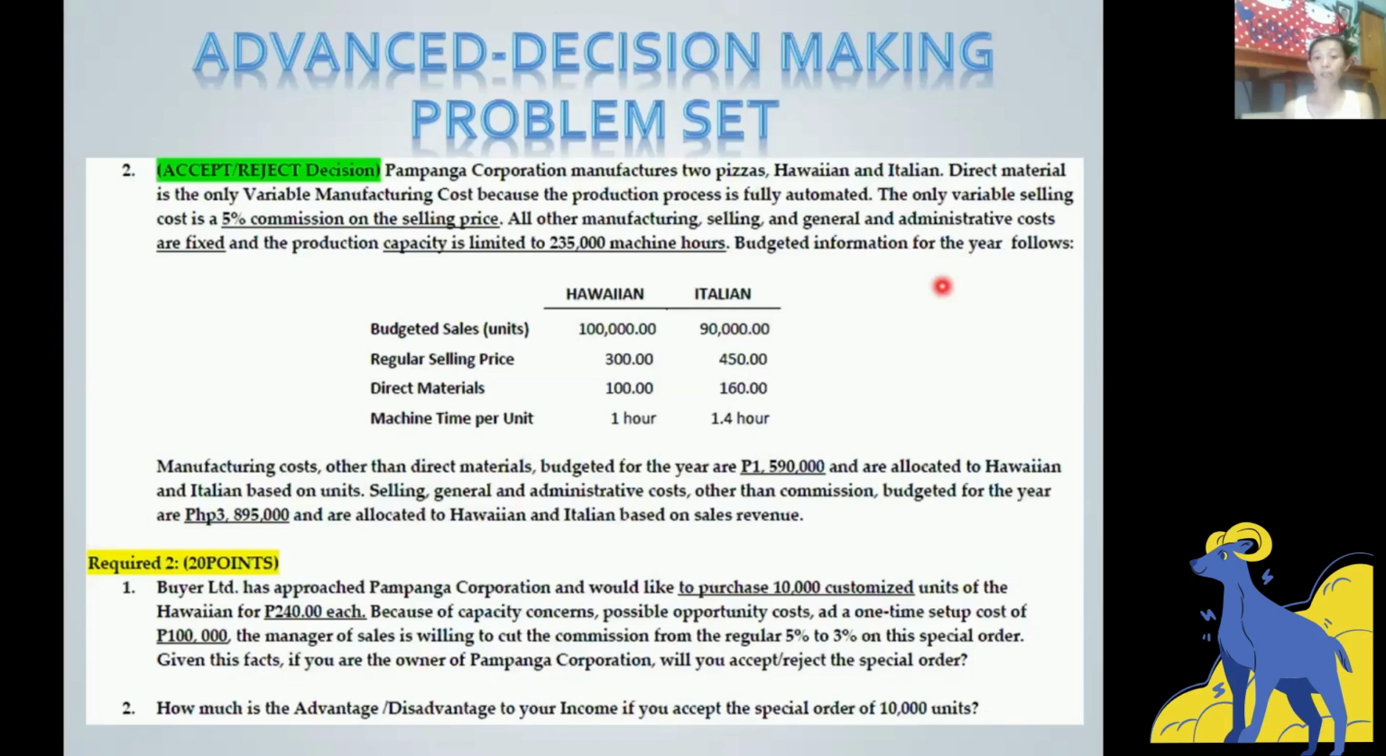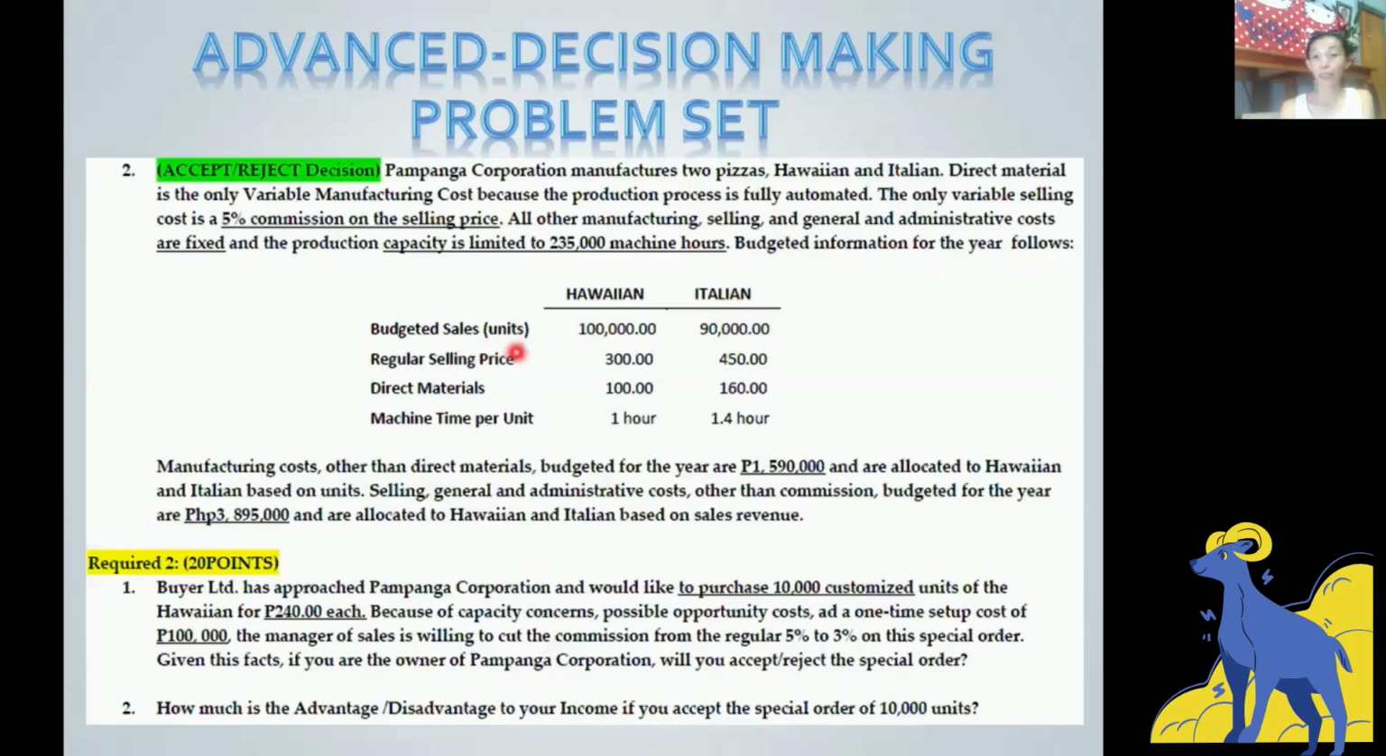So budgeted information for the year is as follows. Hawaiian and Italian are flavored pizza. So who likes to really eat pizza? I do. Okay, so we proceed.